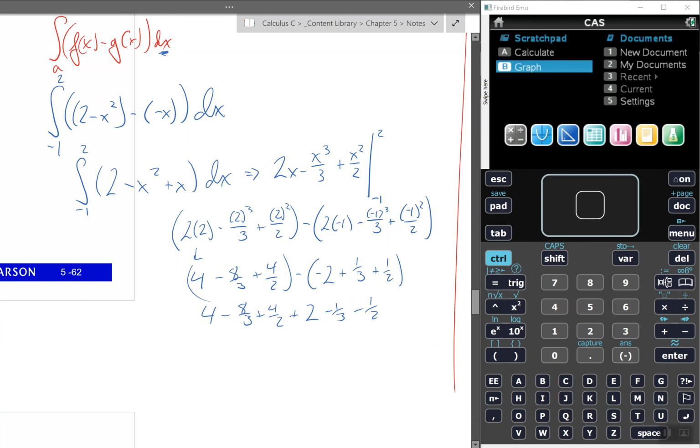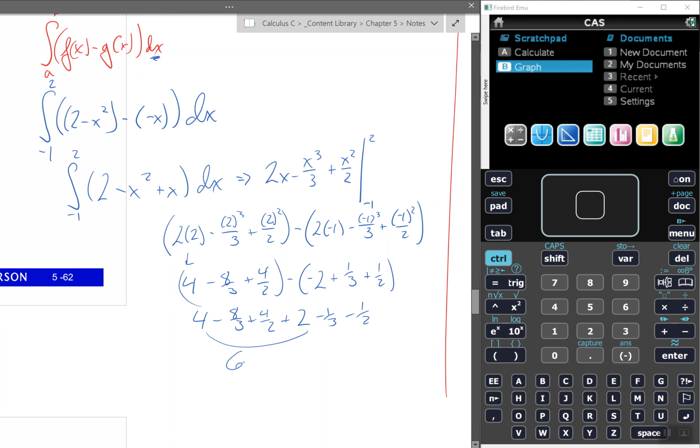So if we put the like terms together, we get 6 minus 9 thirds plus 3 halves. So that's 6 minus 3 plus 3 halves, which is 4.5 or 9 halves.